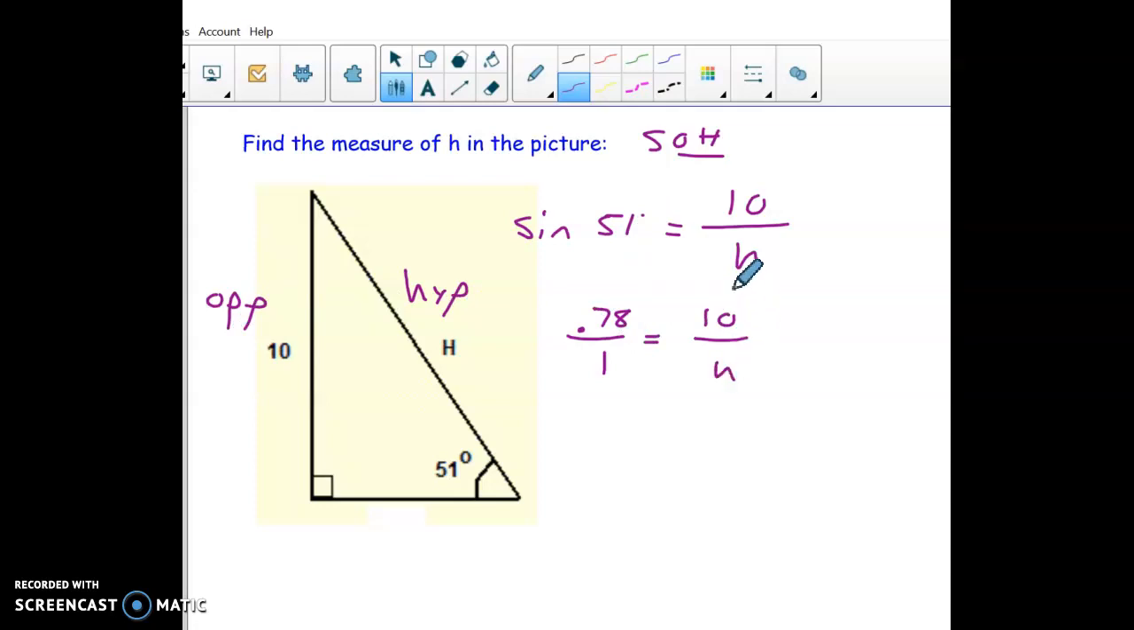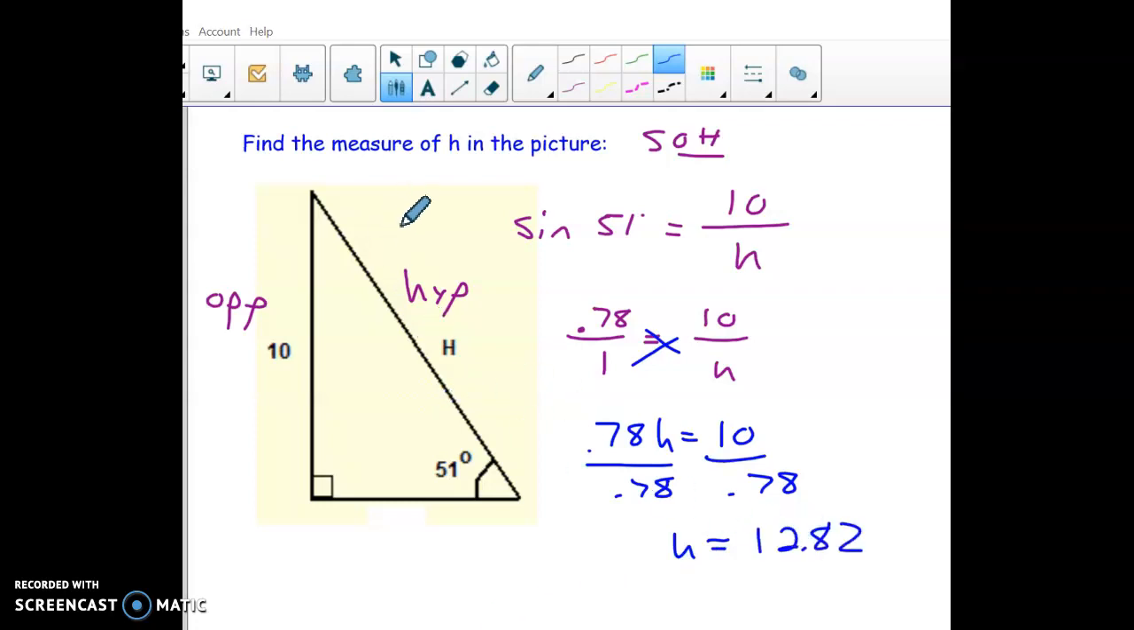And so we set that equal to our ratio of 10 over h, and then solve with cross product. So we have 0.78 times h equals 1 times 10. And then divide by 0.78. Our hypotenuse should be something bigger than 10. All right, so we got something that makes sense, 12.82.